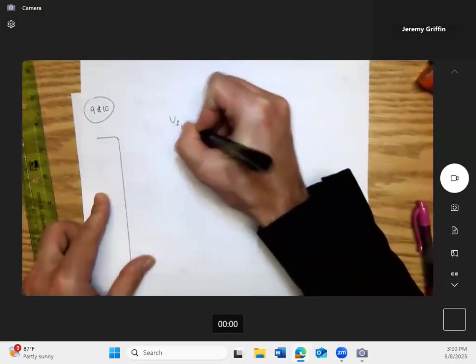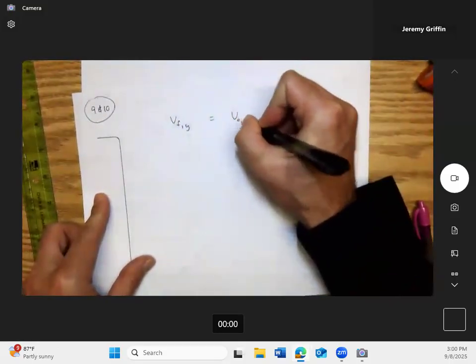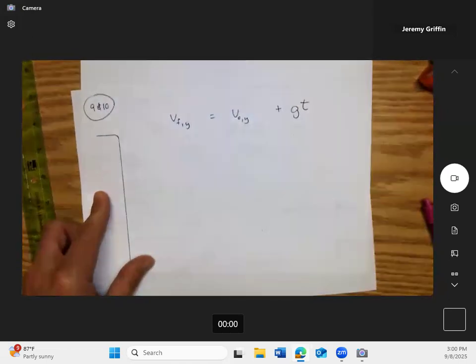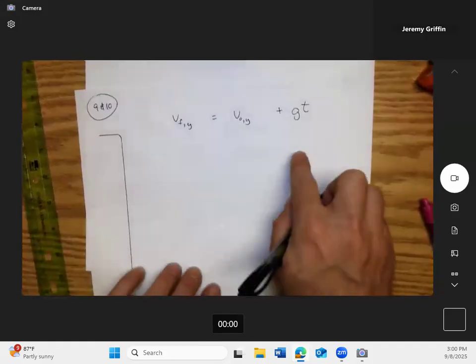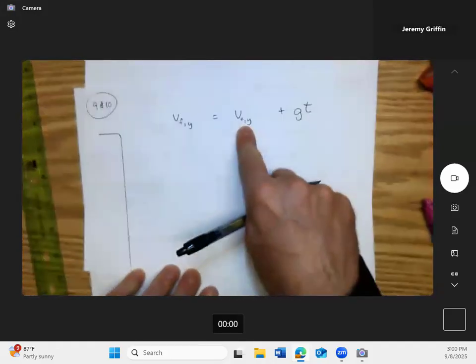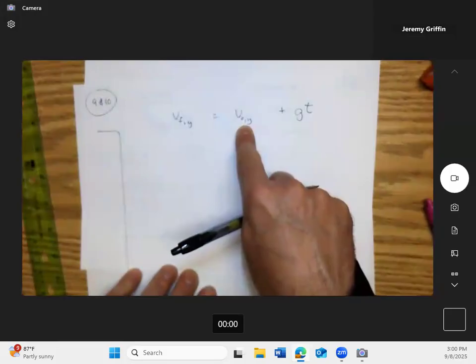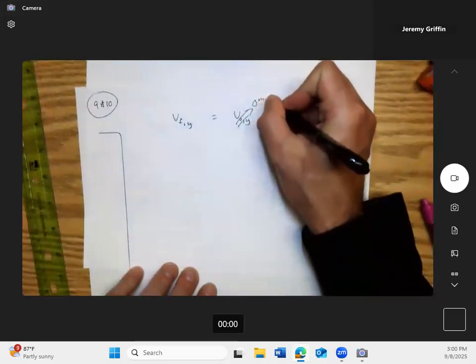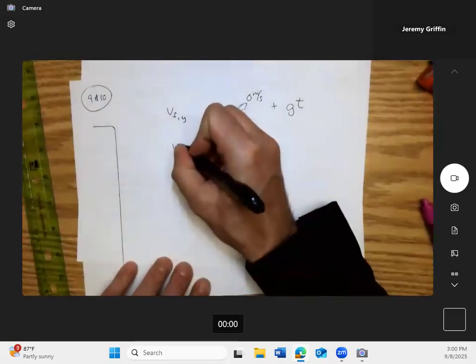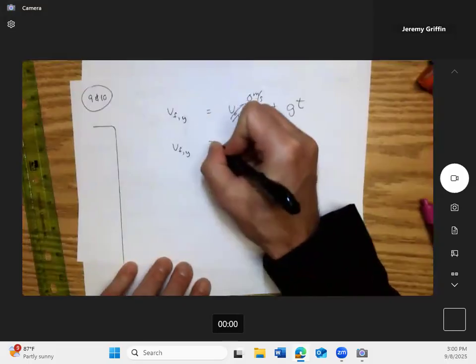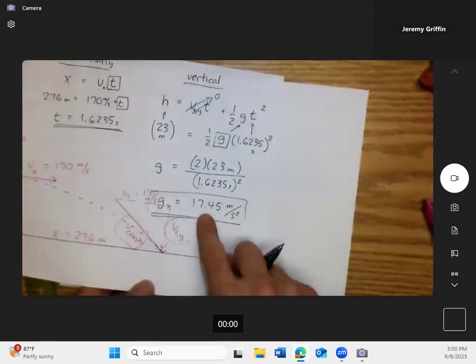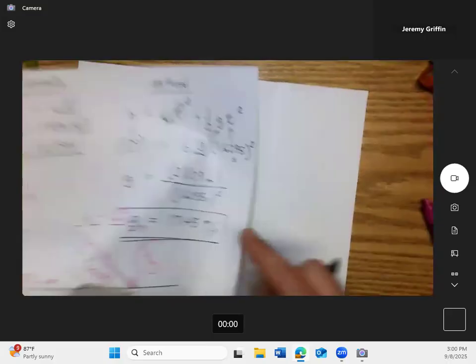Final velocity in the y direction equals initial velocity in the y direction plus AT. Guys, could that be GT? Same thing, AT, GT. Gravity field is a type of acceleration. And what's initial velocity in the y direction? 0. That's what we did before. So final velocity in the y direction is, okay, take my gravity field. What was the gravity field? Okay, just found that right here. Take your gravity field that you just found.